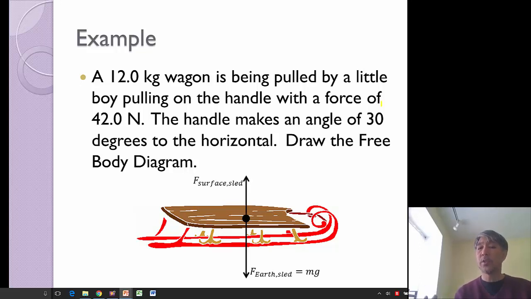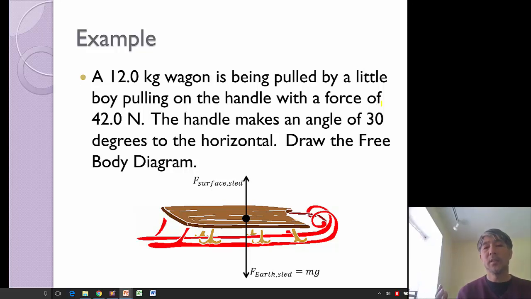Okay, the surface is also pushing up on the sled. In this case, it's not going to be pushing up quite as much as the weight of the object. We'll see why in a little bit. So it should be a little bit shorter. If you can't figure that out, it's okay. We're just looking primarily at the direction. The scale vector may come later.